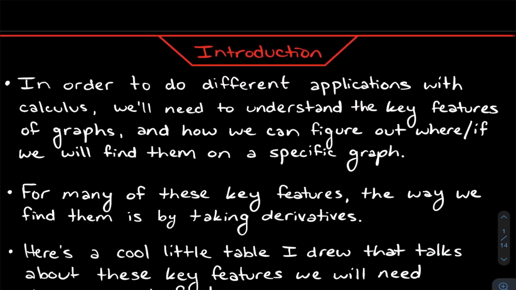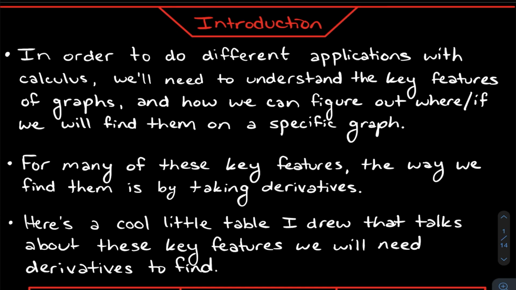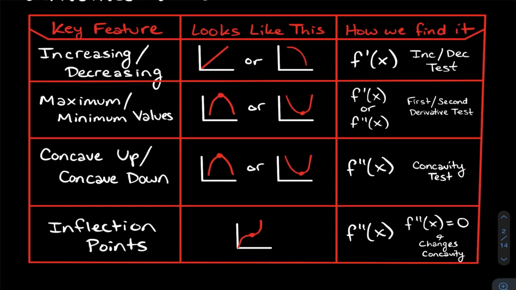So let's start off with that introduction here. Basically what I have written here is that in order to do these different applications with calc that we're going to be doing in the future, we need the key features of graphs. We need things like increasing, decreasing, concavity, all that stuff. And so what we can do is use derivatives to find these key features, okay? And here's a cool little table that I drew that talks about 4 of these different key features that we'll be talking about in this video.